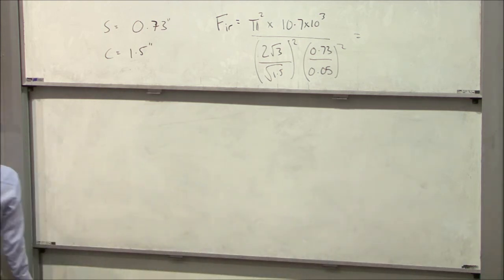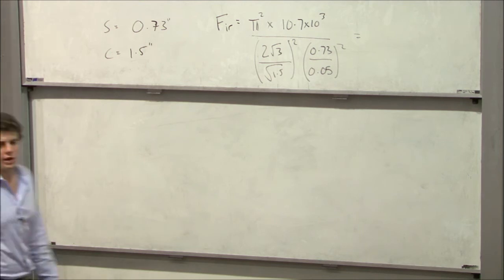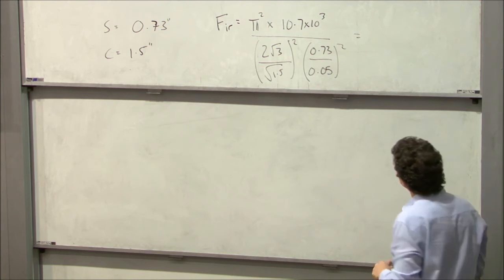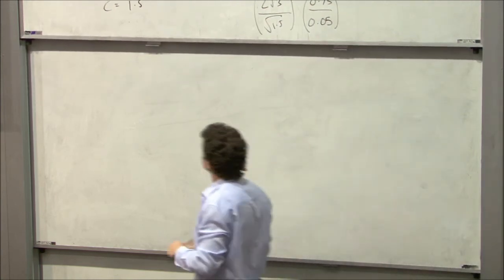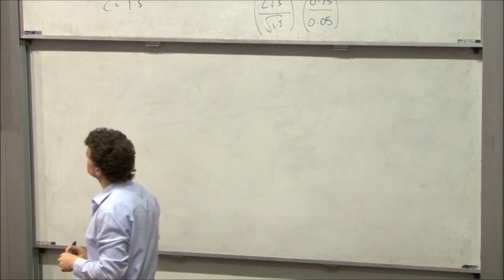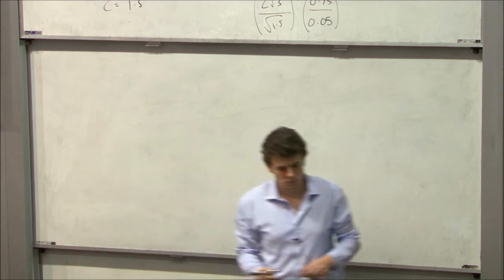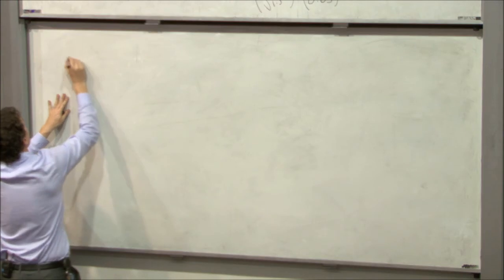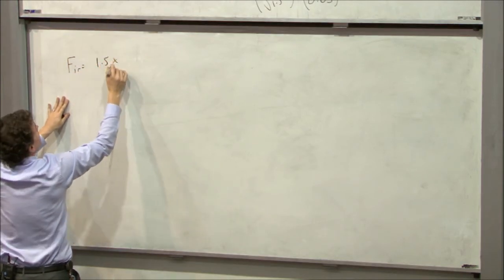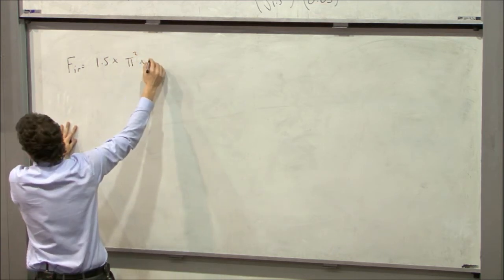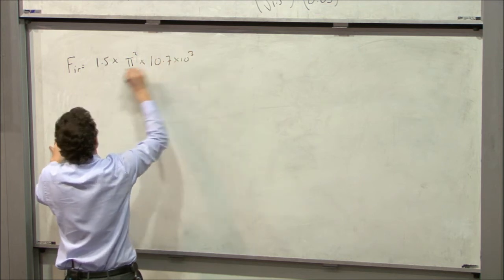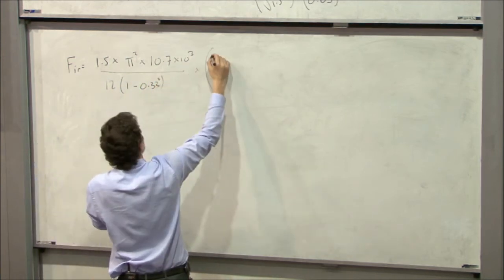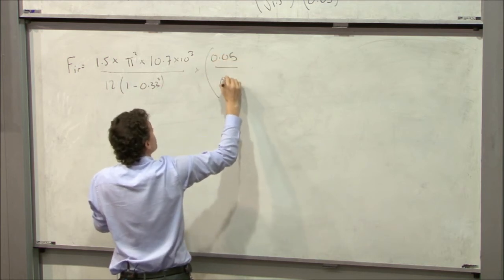Or alternatively, you can use this form. This form's probably a little bit easier to use in practice just because you don't have fractions on fractions on fractions. So let's use the, sorry, that shouldn't have an inch. That should just be 1.5. F_IR the other way is 1.5 times pi squared times 10.7 by 10 to the 3 all over 12, 1 minus 0.33 squared, times 0.05 on 0.73 all squared.